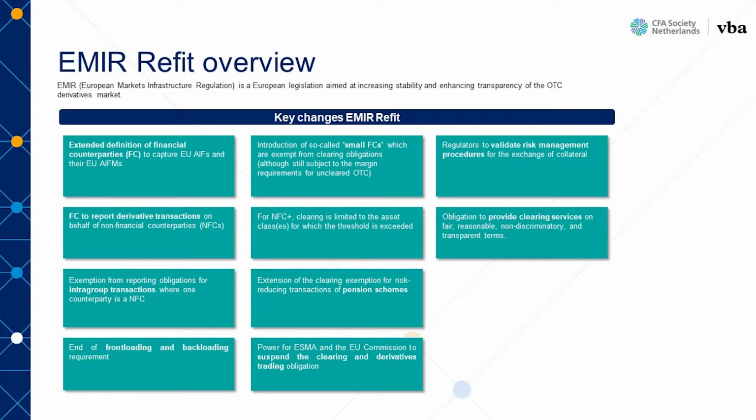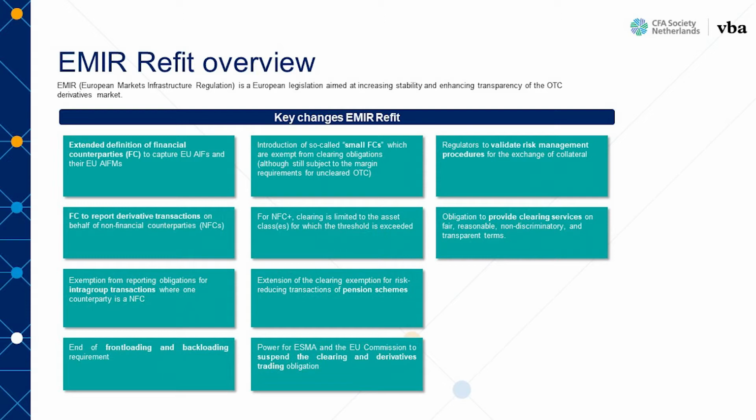The agreed amendments, known as EMIR Refit or EMIR 2.1, will lead to some substantial changes. For example, key changes include the concept of a small financial counterparty that will be exempt from clearing and the introduction of specific requirements around the accessibility and affordability of clearing services. EMIR Refit came into force on June 17, 2019.